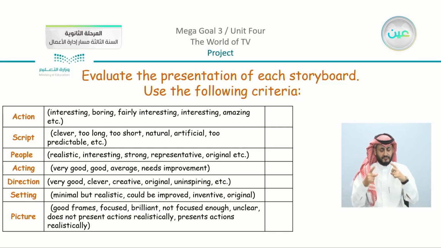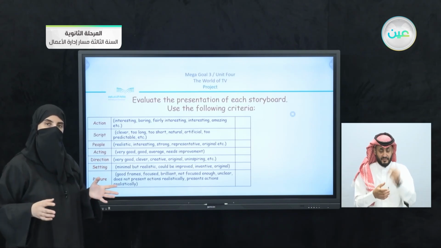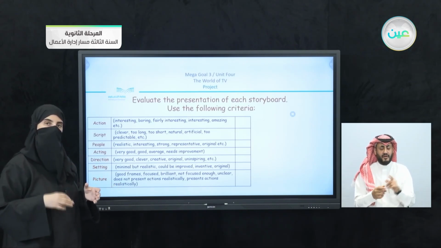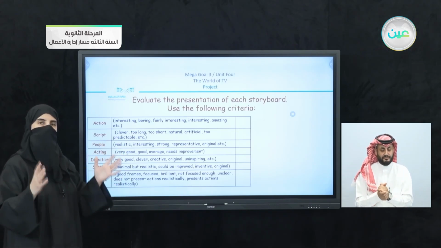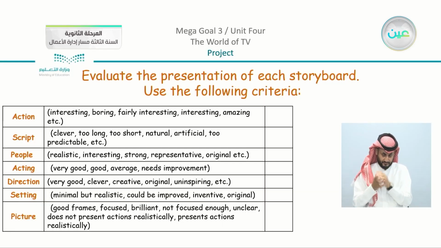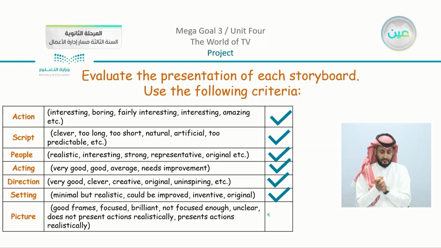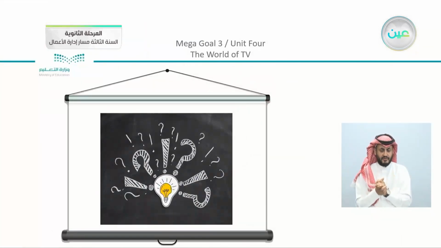And we have here the picture. Does it have good frames, focused, brilliant, not focused enough, unclear, does not present actions, realistically presents actions, and so on. Now here, this checklist, you can just make sure of your project before, and does this apply? You can choose whatever you find suitable for what you have presented. Now you can see that we have here, we can just check mark all our parts. And we have reached our end.